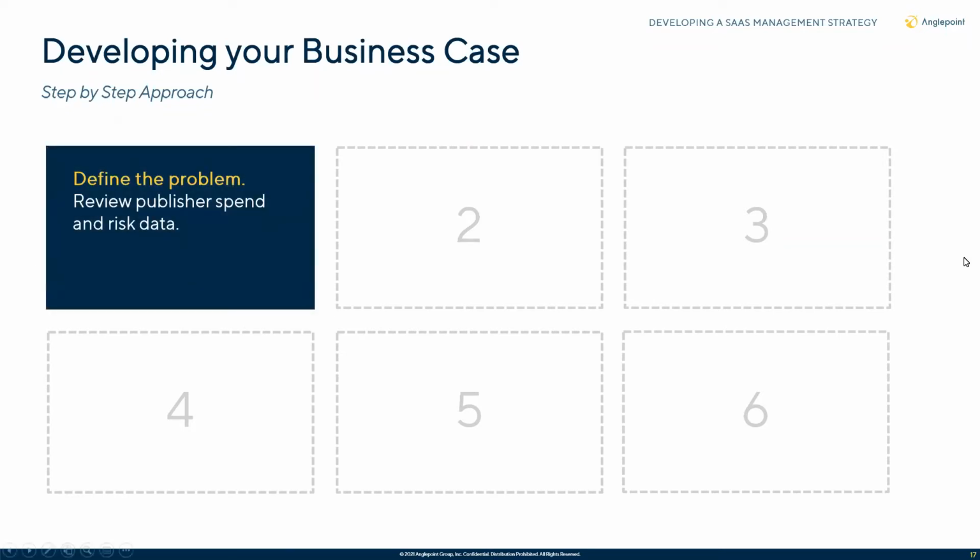First, define your problem. We're taking a very logical and data-driven approach, as you'll see through these subsequent boxes here. The first thing that you want to do is look at your publisher spend and risk data. You do not want to go spinning your wheels and chasing something that ultimately ends up being a wild goose chase, or something that's not going to add value, or even worse, be misaligned with your organization's priorities, right? So really look at all of the spend information.